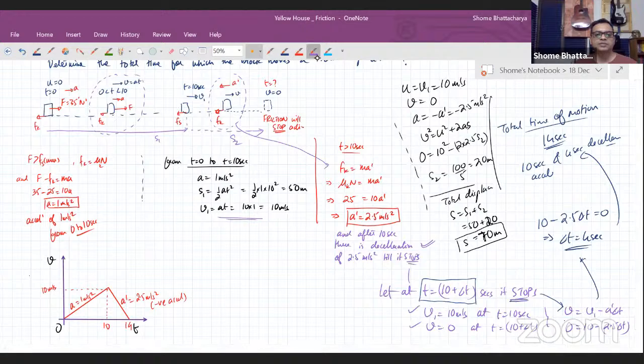So the total displacement is actually the area under this graph. So this area is the total displacement. So that also you can check out, that will be 70 meters. Half base into height करके निकालो. That's another easy way of finding the net displacement.